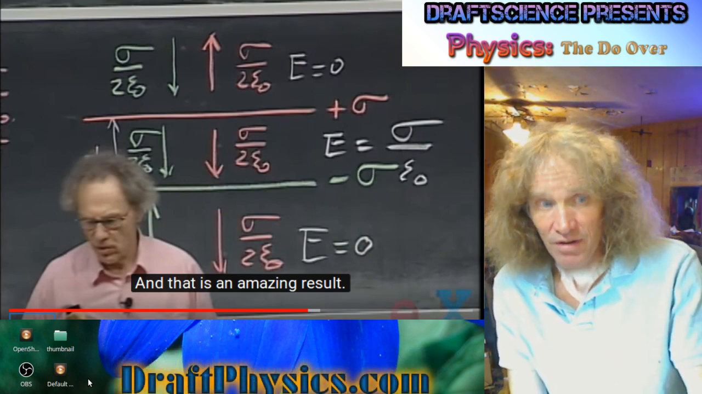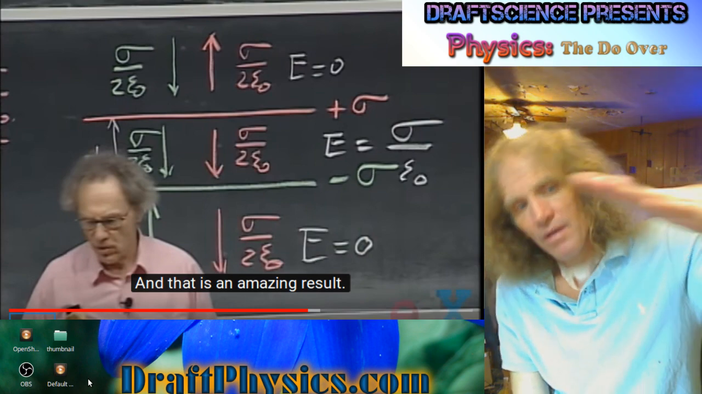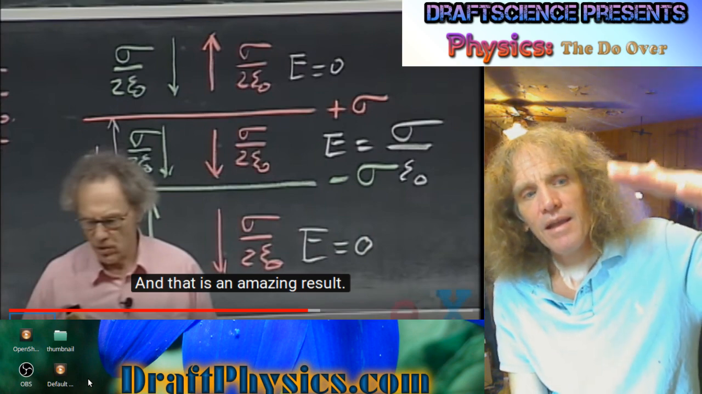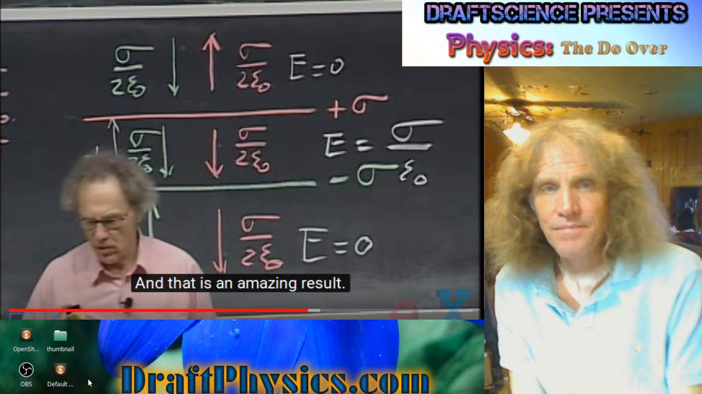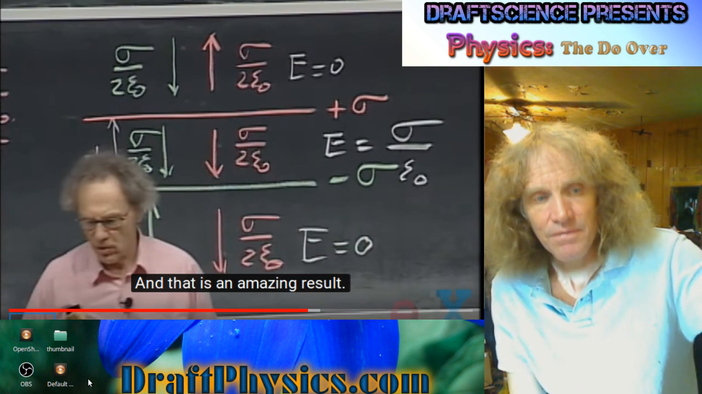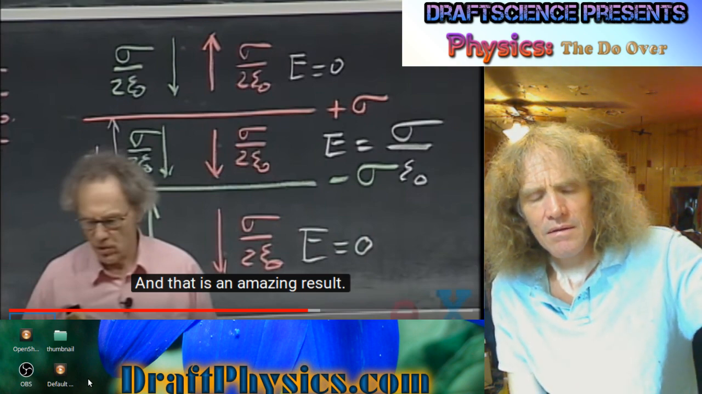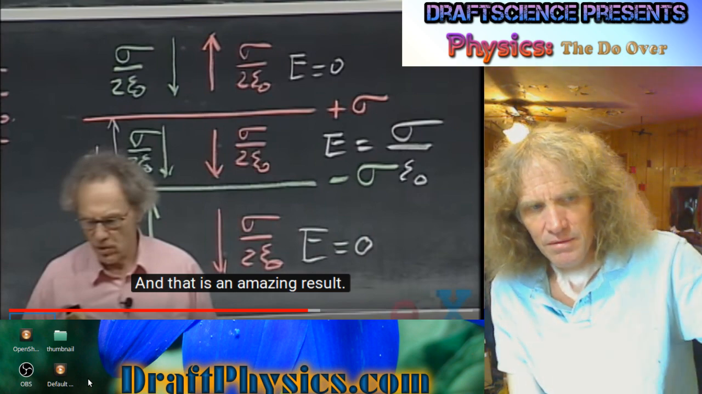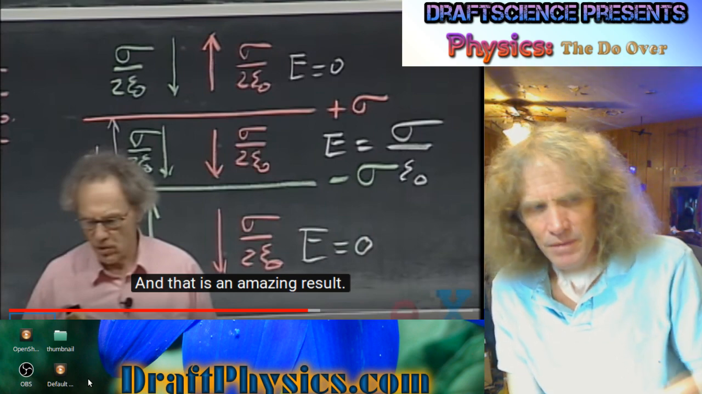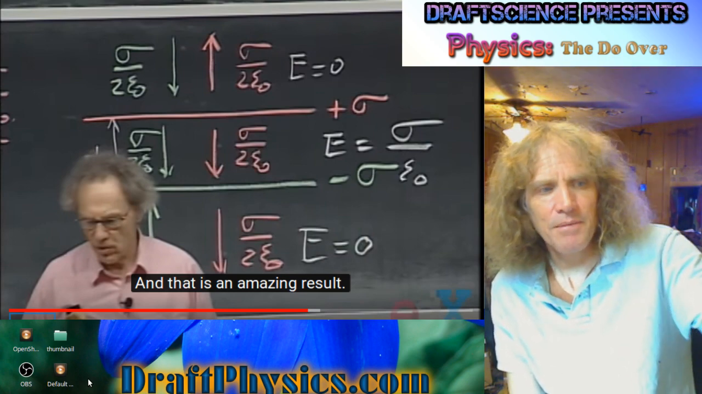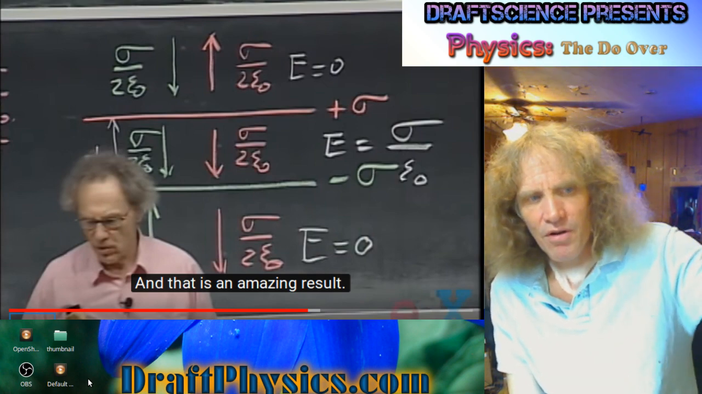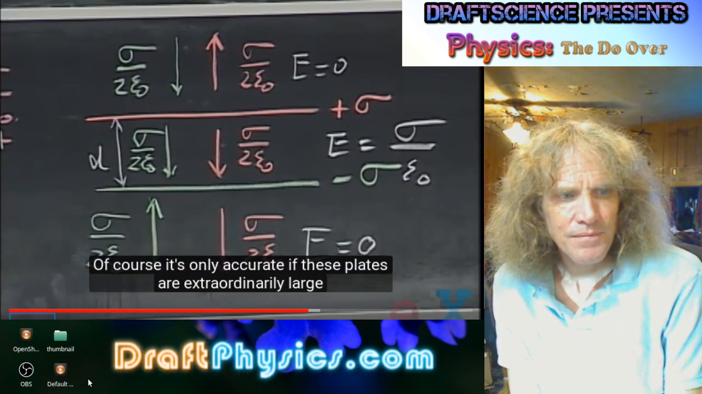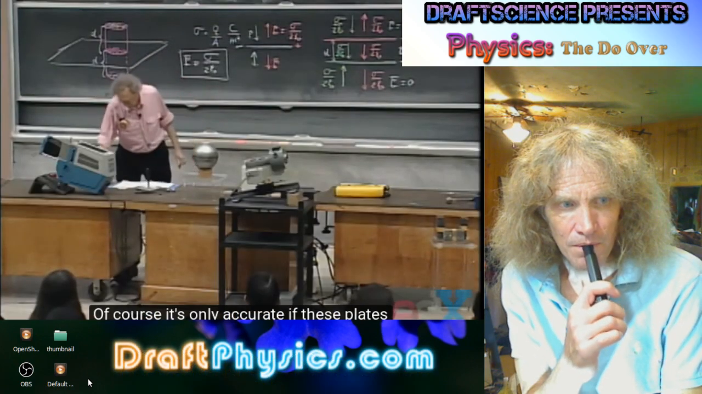It's another cancellation argument from the pink one to the outside relative to the blue one to the outside. Those cancel out. But the field itself, if you put a charge there, depends on what you test with. Okay. But at the edges, of course it has to be infinite again, because at the edges it isn't going to be at all 0. Of course, it's only accurate if these plates are extraordinarily large.